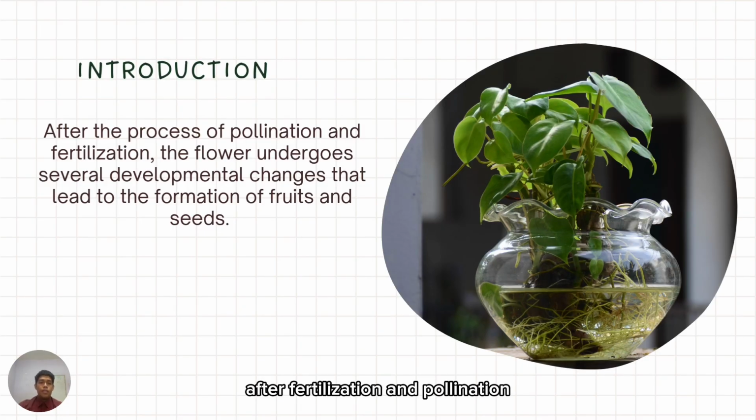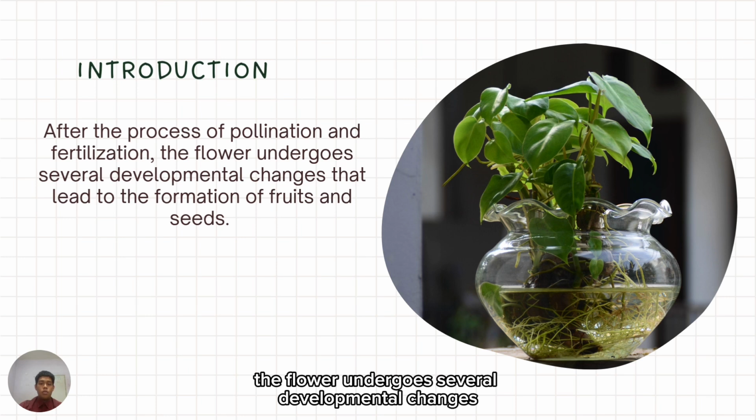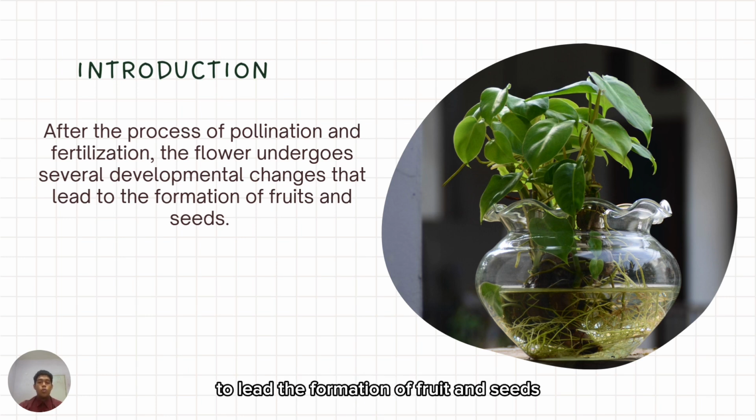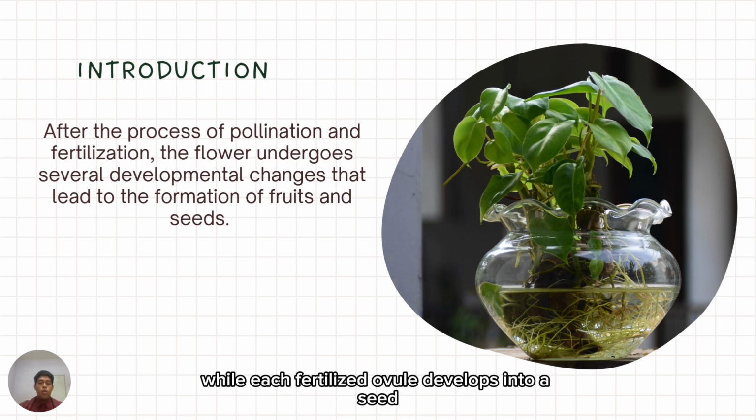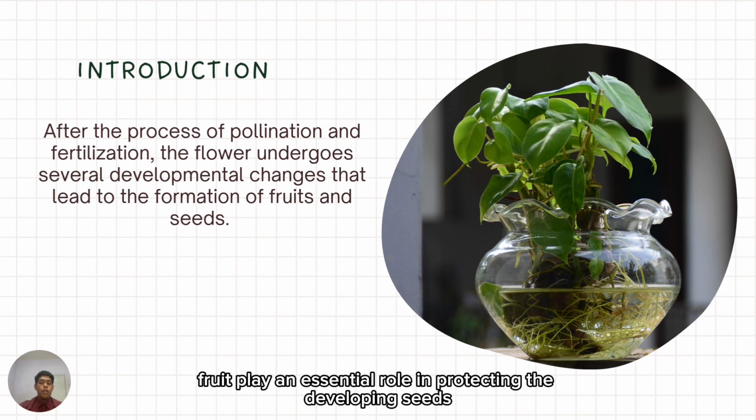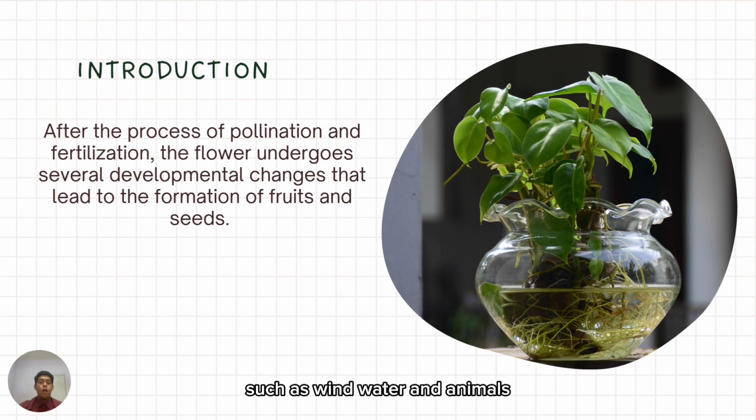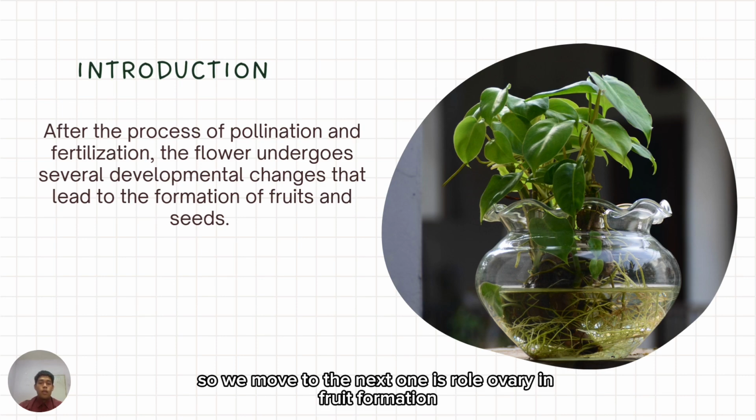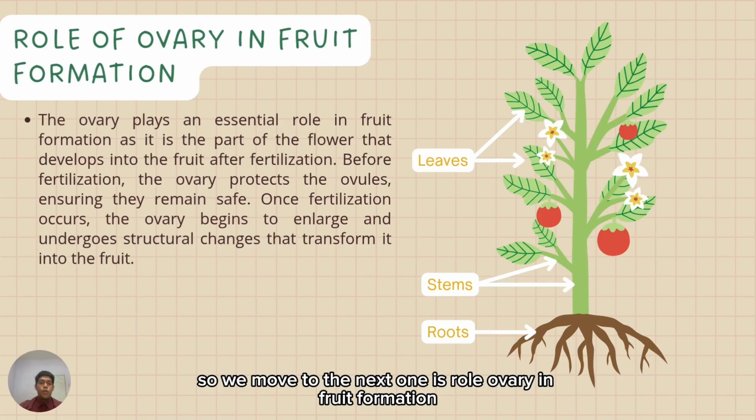So we move to introduction. After fertilization and pollination, the flower undergoes several developmental changes that lead to the formation of fruit and seeds. The ovary of the flower matures into a fruit, while each fertilized ovule develops into a seed. Fruit plays an essential role in protecting the developing seeds and assisting in their dispersal through various agents such as wind, water, and animals.